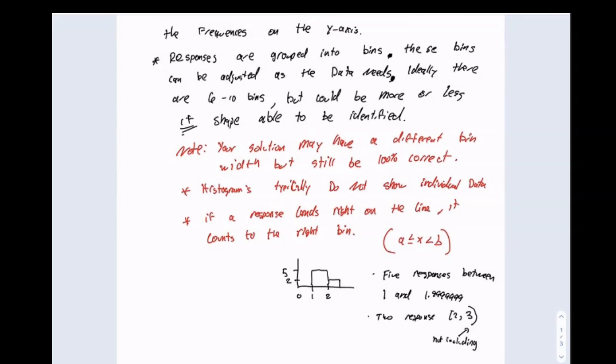But if there are decimal answers, like how much money do you have in your pocket? And someone says, I have $1, and somebody else says, I have $1.50, and someone else says, I have $1.99. Well, all of those responses will go into the bin between the 1 and the 2. So any response between 1 and 1.9999999 would go into that bin. But when someone says, I have $2, that $2 would go into the next bin to the right of the 2.